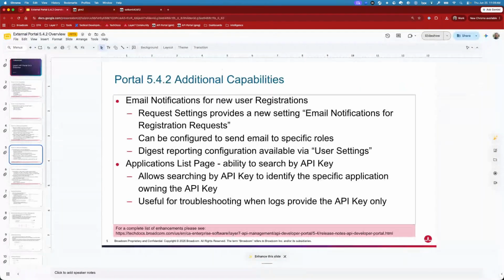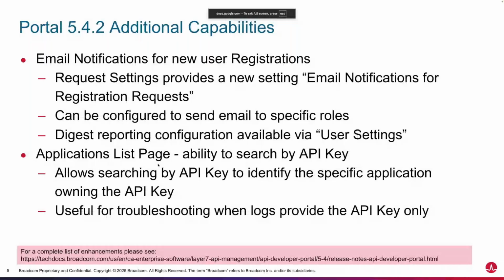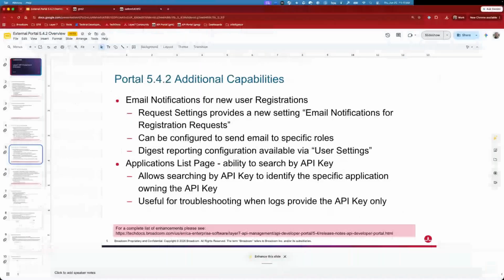The next feature, which I will talk about, is the applications list page, the ability to search by an API key. So sometimes when you're troubleshooting, you may get some log messages and you may only know the API key. And if you have thousands and thousands of applications, you may not be able to quickly figure out which application that API key actually belonged to. So there's a new kind of lookup by API key capability that you'll be able to now jump right to that. So let me show that.